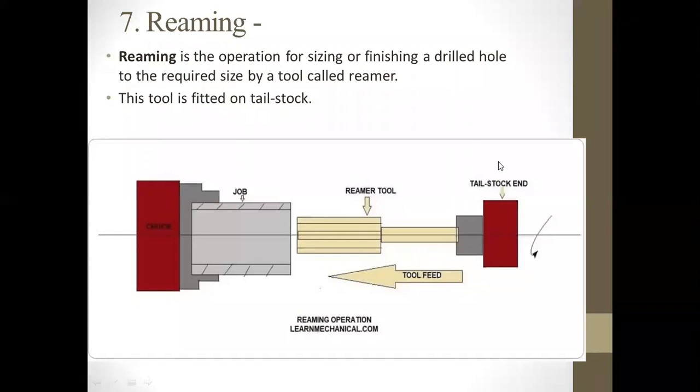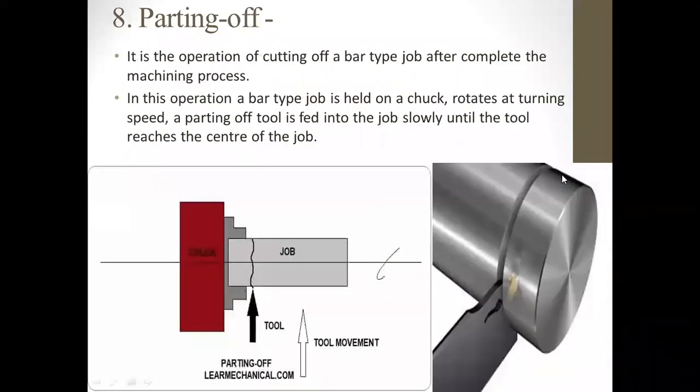Now see, the next operation performed on the lathe machine is the parting off operation. In parting off operation, a bar type of job is cut off after completion of the machining operation. In this operation, the job is fixed on the chuck and the tool is fixed on the tool post, and this operation is similar to the facing operation. The feed given to the tool post is perpendicular to the axis of the job, and this operation is called the parting off operation.